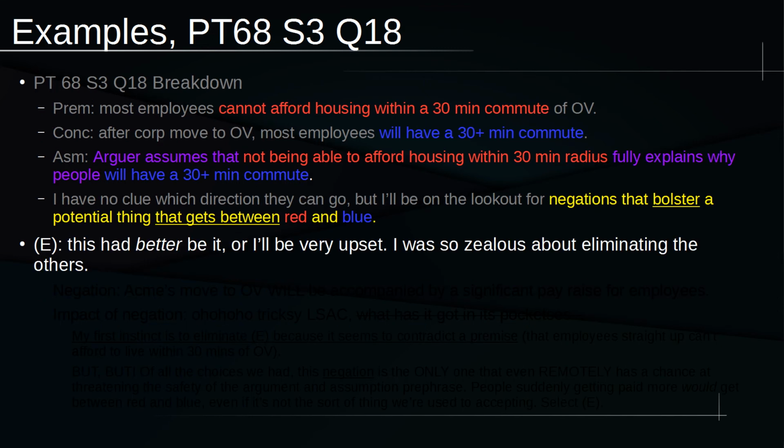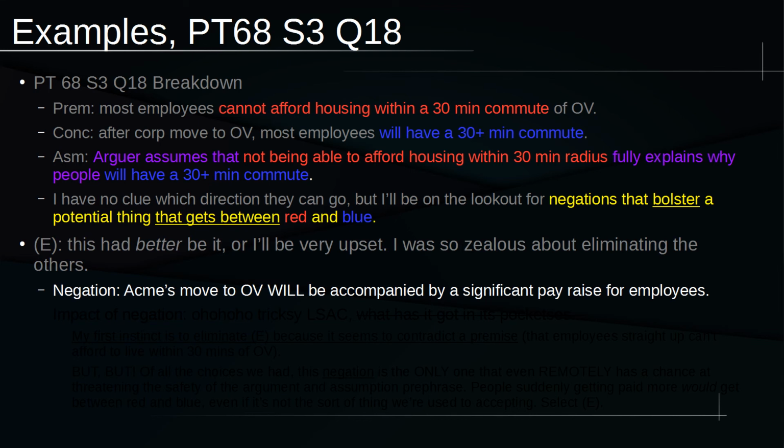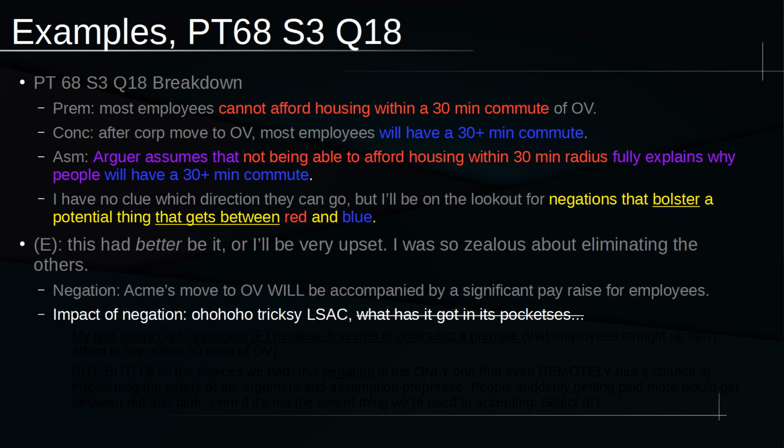So at this point, we are on our fifth option, E. This had better be it, or I'll be somewhat upset because I was pretty zealous about eliminating the others, and I would rather not go back to the drawing board on this. The negation of this is that the move to the new location will be accompanied by a significant pay raise for employees. So the impact of this negation, all we can say is tricksy, tricksy, tricksy.